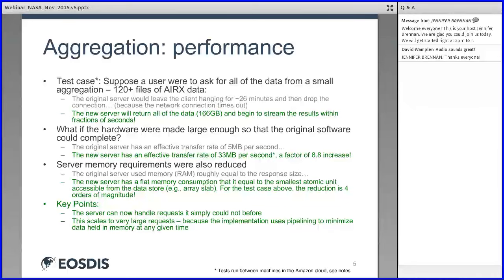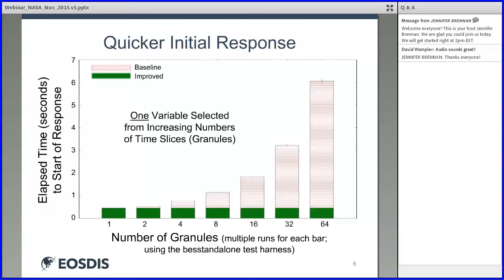So the key point to take away is that while we've talked about the performance improvements in quantitative terms, they're fundamentally qualitative, because the server can handle requests now that it simply could not handle before. And the other thing is that we'll see in the next few slides that these results scale very well to much, much larger requests. So let's take a look at the engineering graphs.